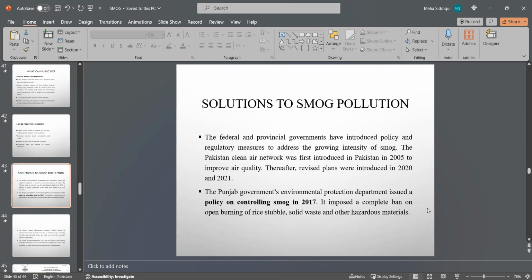Solutions to smoke pollution also include policy and regulatory measures that federal and provincial governments have introduced to address the growing intensity of smoke. The Pakistan Clean Air Network was first introduced in Pakistan in 2005 to improve air quality. Thereafter, revised plans were introduced in 2020 and 2021. The Punjab government's Environmental Protection Department issued a policy on controlling smoke in 2017. It imposed a complete ban on open burning of rice stubble, solid waste, and other hazardous materials.